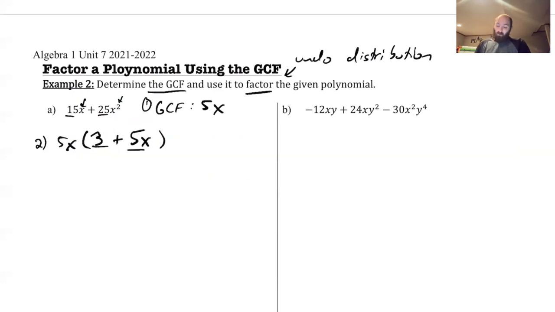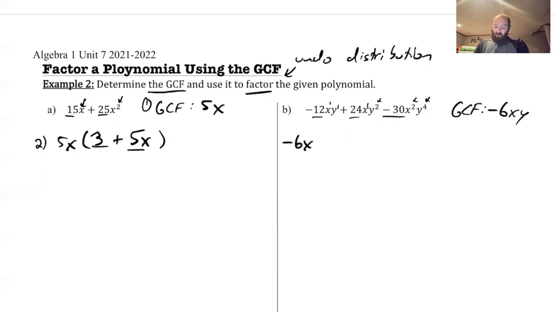Okay, so for part B here, we're going to do the same thing. My leading coefficient is right here. It's negative 30. So for my GCF, I'm going to take out a negative. I've got negative 30, negative 12, and a positive 24. That should be 6. So we're going to take out a negative 6 from everything. For x, we got x to the first, x to the first, x squared. So I can take out just a single x. Then we got y, y squared, y to the fourth. I can just take out a single y because that's the smallest one. All right, so step 1 is done.